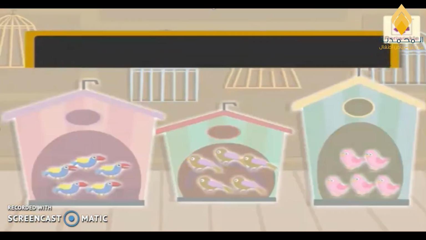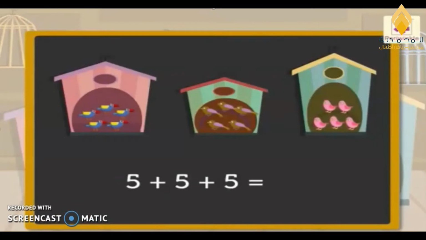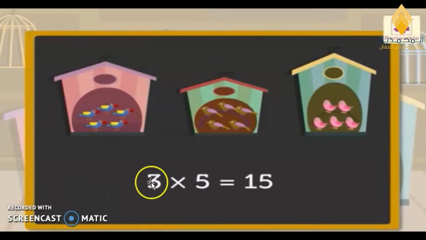in each bird house, we should add 5 plus 5 plus 5, which is equal 15. So this is a repeated addition. As you can see, 5 plus 5 plus 5 equal 15. We can use the multiplication sentence as 3 multiplied by 5 equal 15, or 3 times 5 equal 15.